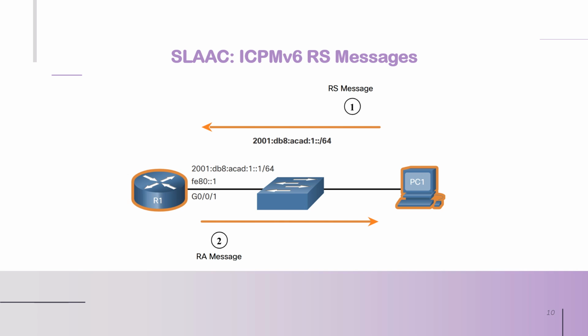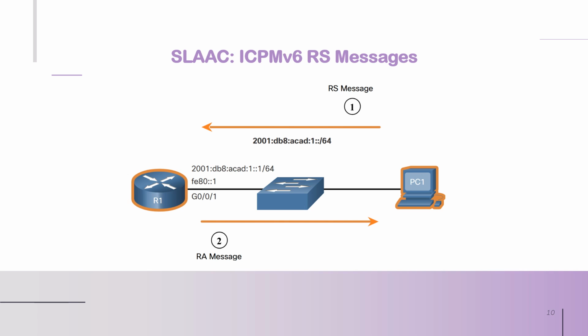Then Router 1, as part of the IPv6 all-routers group, receives this message. It will generate a router advertisement containing the local network prefix and the prefix length, and it will send the router advertisement message to the IPv6 all-nodes multicast address. In this case, PC1 will use this information to create its IPv6 global unicast address.